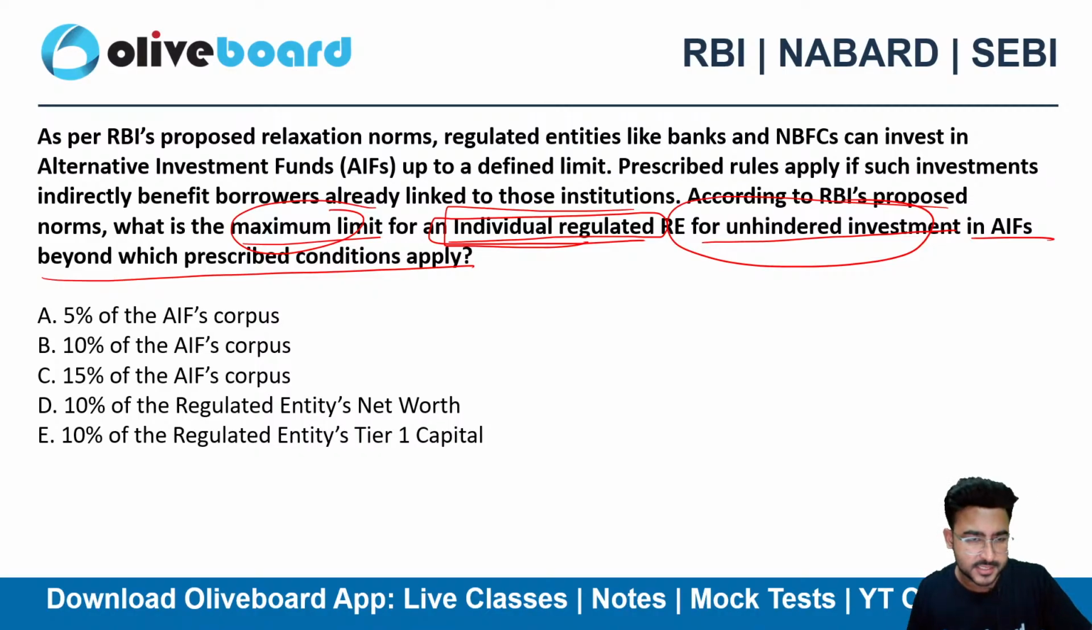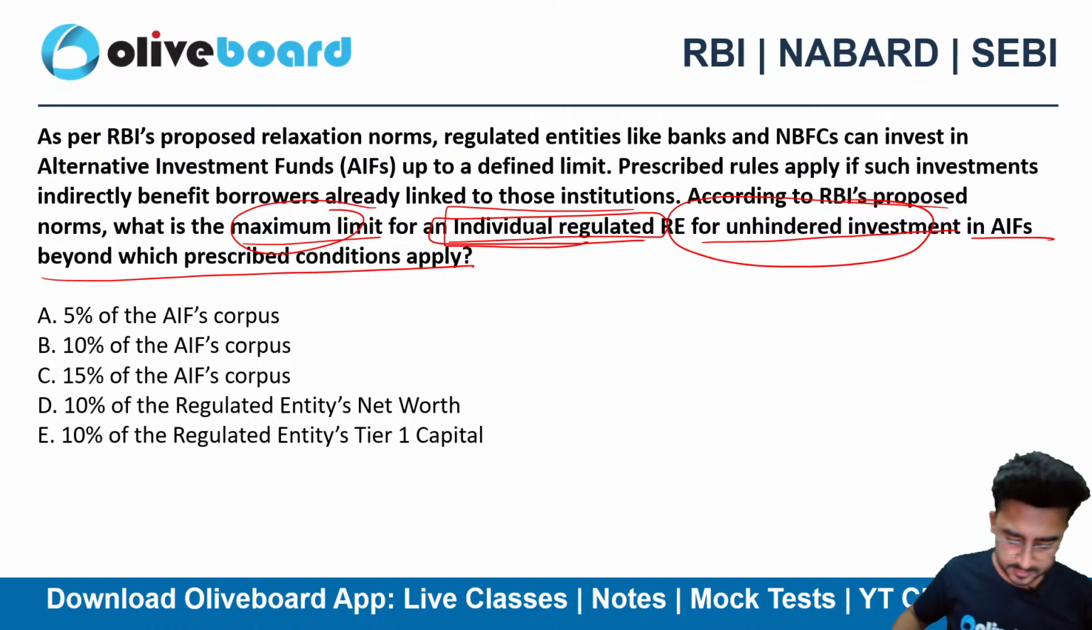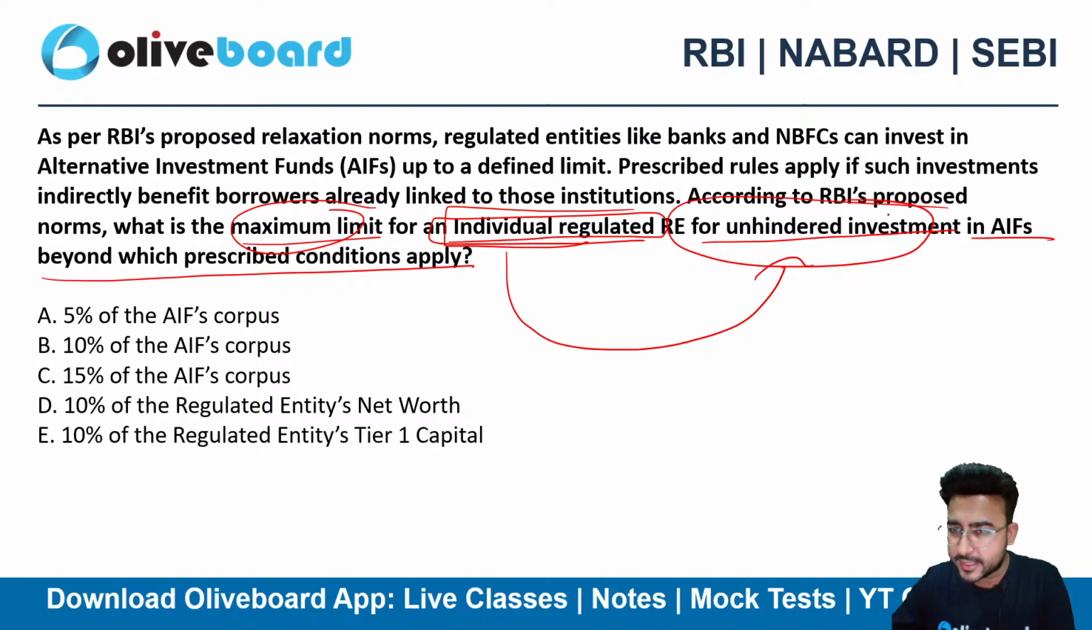So I'm getting most of the answers as 10%, B. What does everyone think? Is B the right choice or the wrong choice? It's a trick question. If you read the last line very carefully, this is a googly question. Maximum limit for individual regulated entities for unhindered investment. Unrestricted, unhindered. Right? So this is a googly question.